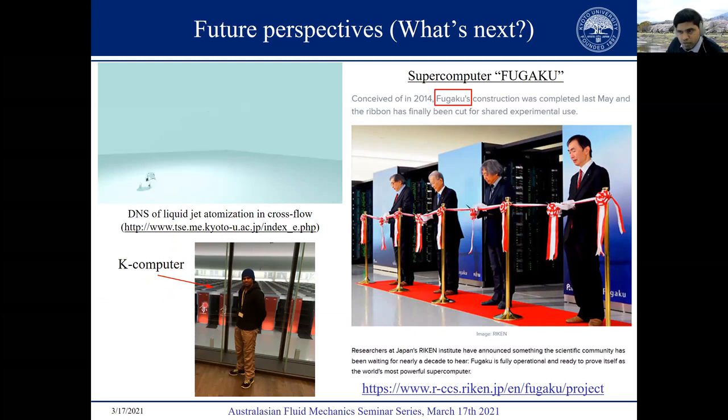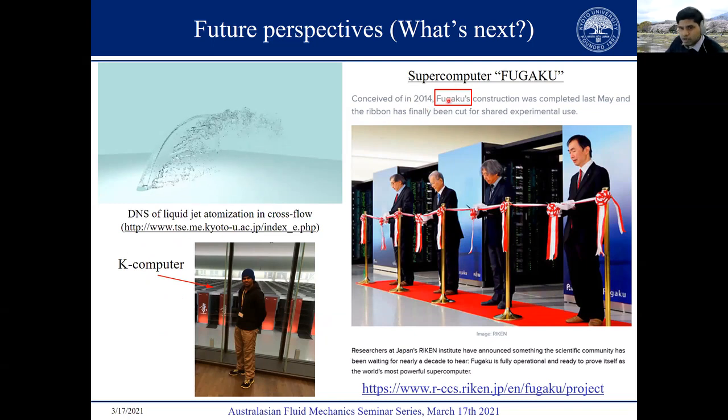Although this was a good machine, it was not ready to meet the challenges of the future, because we want to do more computationally resource intensive simulations. So that's why the Japanese government decided to decommission the K computer. Back in 2014, they started the development of the next generation supercomputer, which is called the Fugaku.